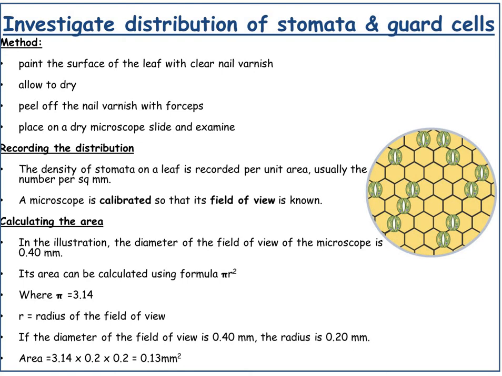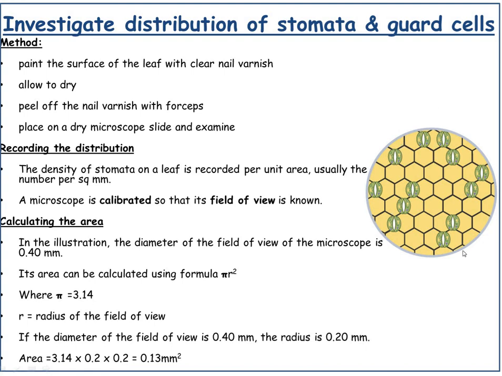A microscope is calibrated so that its field of view is known, and then you can calculate the area. In the illustration, the diameter of the field of view of the microscope is 0.4 millimetres, so its area can be calculated using the formula pi r squared, which is the formula for the area of a circle. Pi is 3.14 and r is the radius of the field of view, which is half the diameter. So if the diameter is 0.4, the radius would be 0.2. To find the area, you do pi, which is 3.14, times 0.2 times 0.2, which equals 0.13 millimetres squared.